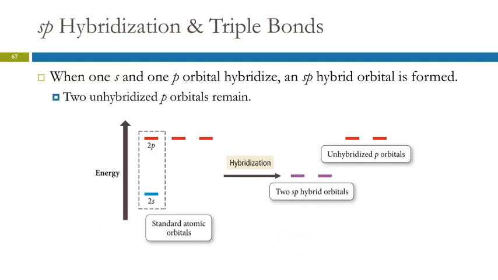Okay, what if we just take the s orbital and one of the p orbitals? So a red one and a blue one, and we get two purple ones, and we're going to call those sp because it's an s and a p. So sp orbitals, and then these two p orbitals that are unhybridized just stay there.